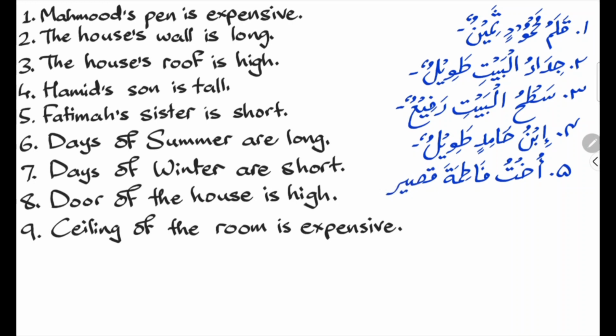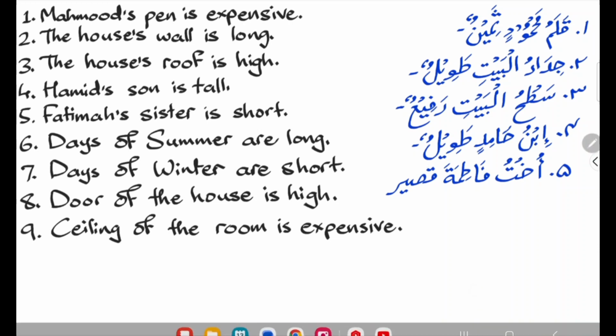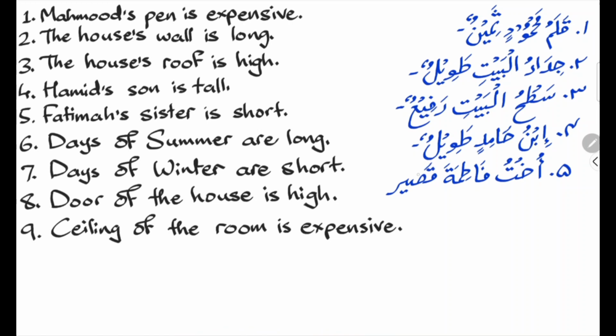The problem here is though Ukhtu Fatima, the sister of Fatima, is feminine. So obviously, when you bring a khabar, you have to bring it in accordance with the mubtada. If the mubtada is feminine, the khabar has to be feminine. So qasirun will become qasiratun. Number 6. Days of summer are long. Days of summer. Days is mudaf, summer is mudaf ilayh. Bring the days first. Day in Arabic is yawmun. The plural for that, meaning days, is ayyamun. So ayyamu of summer. Summer in Arabic is as-sayf.